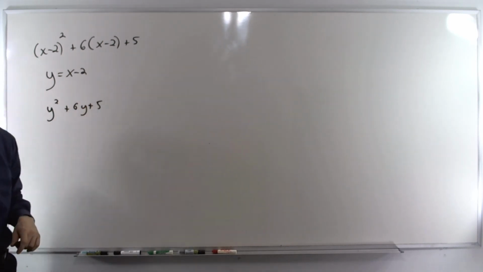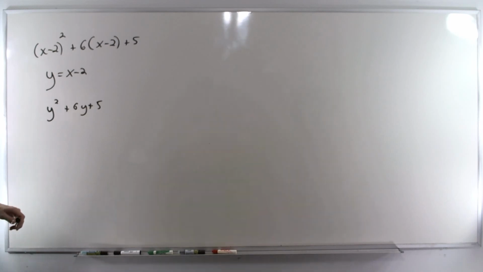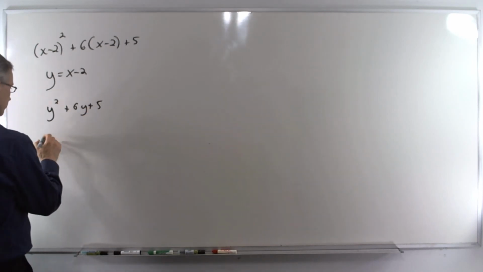All right, now we just have a regular quadratic. So we can factor this. We need two numbers to multiply to get 5 and add to get 6.